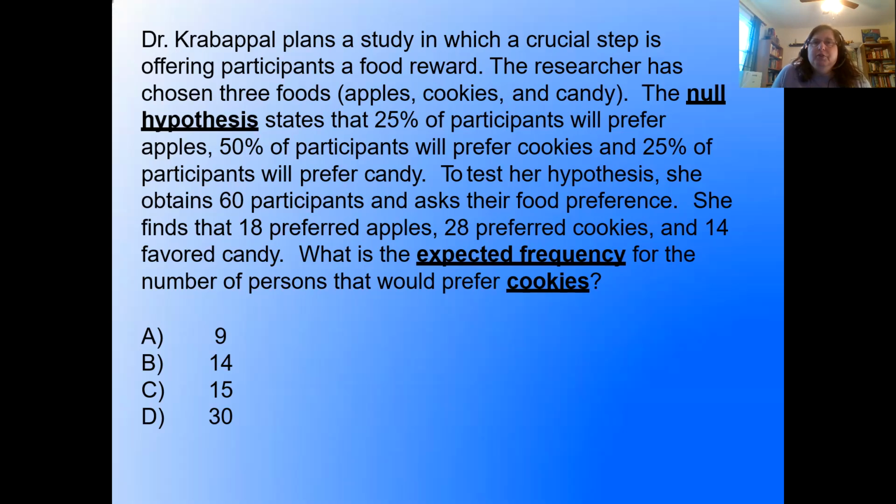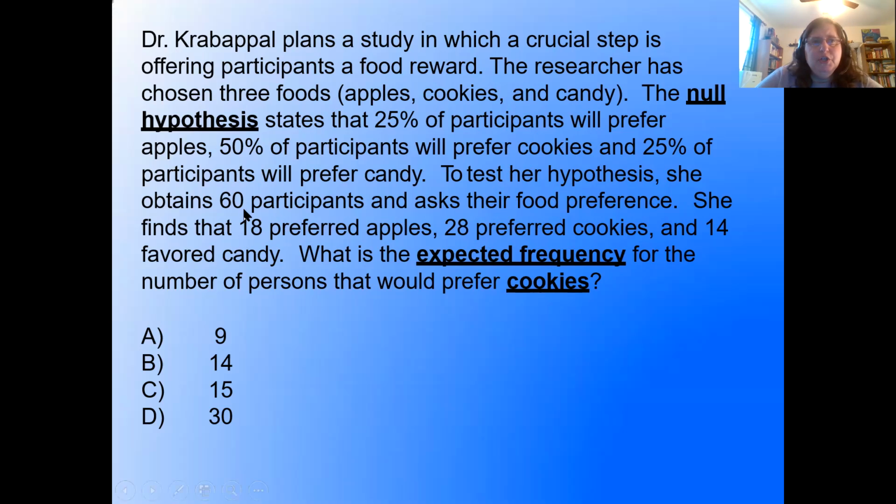Okay, so that was kind of a long one, so pause, think about it. So let's break this down. What do we know about the expected frequency? It matches up with the null hypothesis. So really, this stuff down here about 18 preferring apples, 28 preferring cookies, and 14 favored candy, that's irrelevant. You could cross that sentence off, and you would still be able to solve this problem.